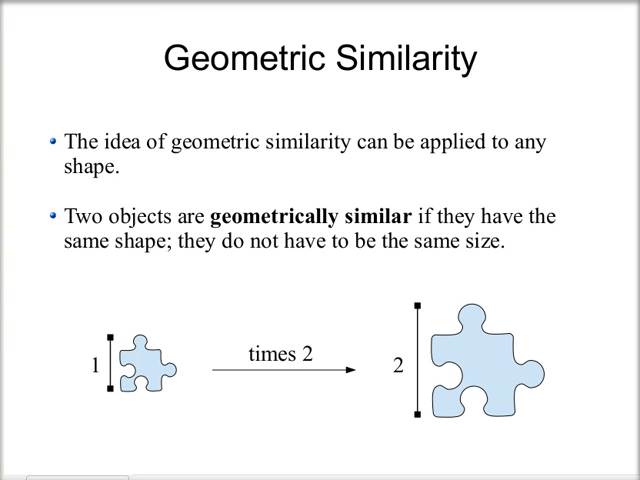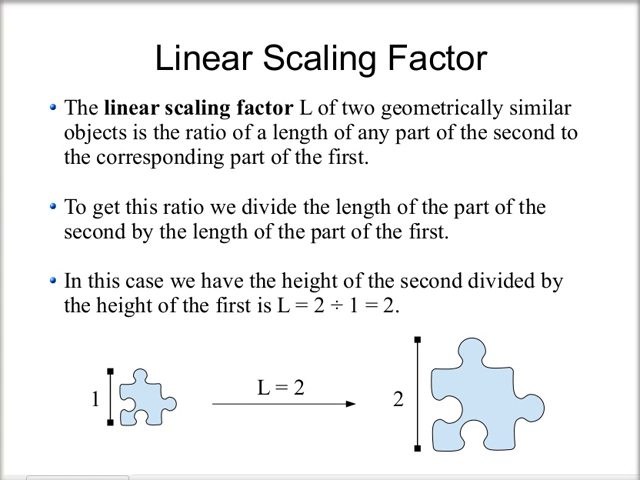So now I've got a puzzle piece shape. My smaller shape has a height of 1, and my larger shape has a height of 2. We can compare the sizes of two geometrically similar shapes using the linear scaling factor. The linear scaling factor L of two geometrically similar objects is the ratio of the length of any part of the second to the corresponding part of the first.